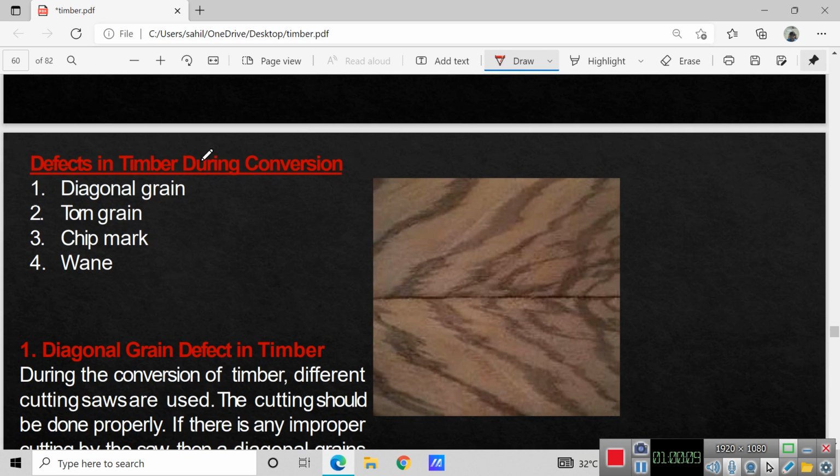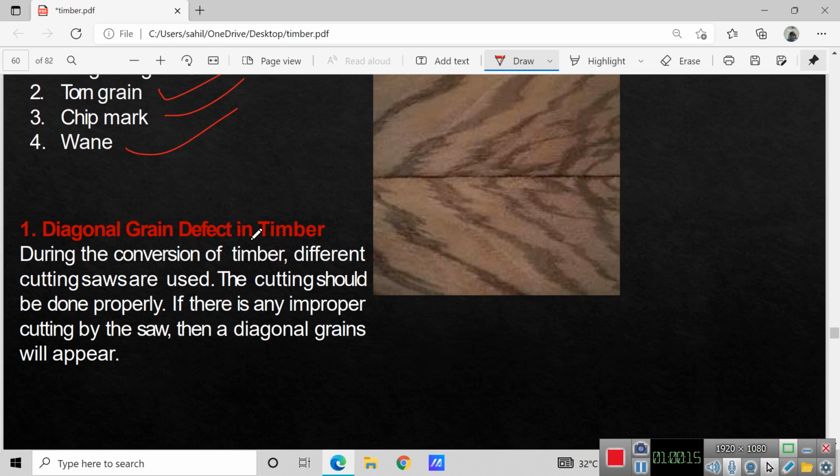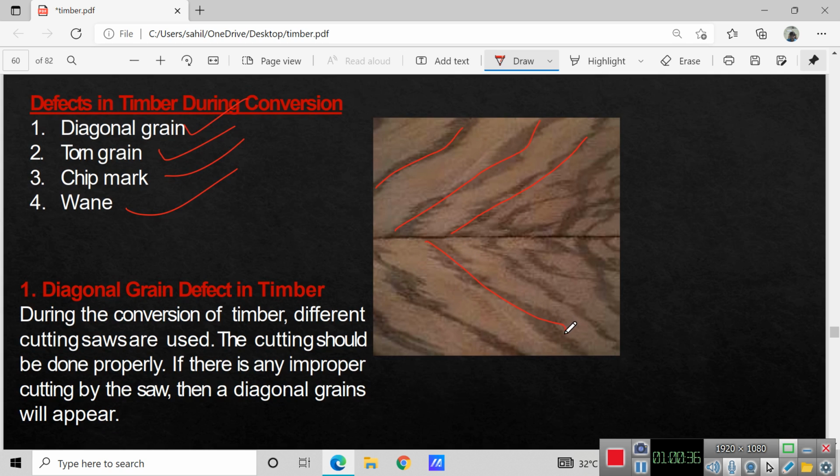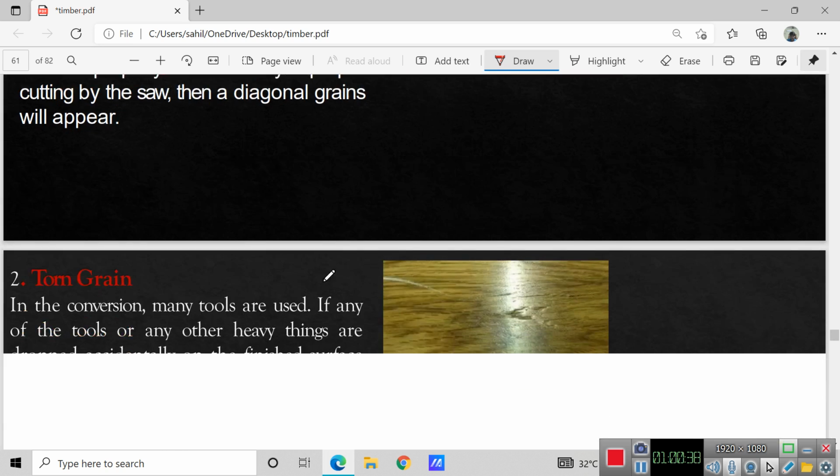Defects in timber during conversion: diagonal grain, torn grain, chip mark, wane. Diagonal grain defects occur during the conversion of timber. Different cutting saws are used. The cutting should be done properly. If there is any improper cutting by the saw, then a diagonal grain will appear. See, these are some marks which are known as diagonal grains, and this defect is due to the cutting instrument used for this wood.